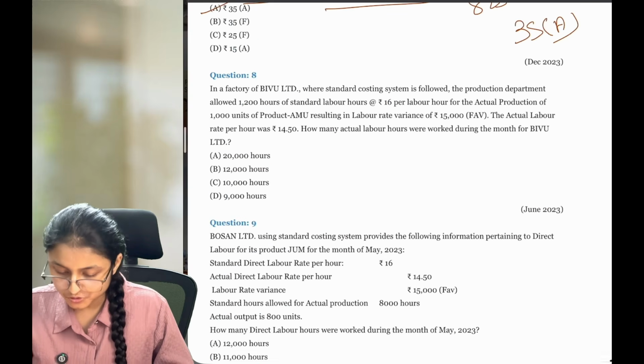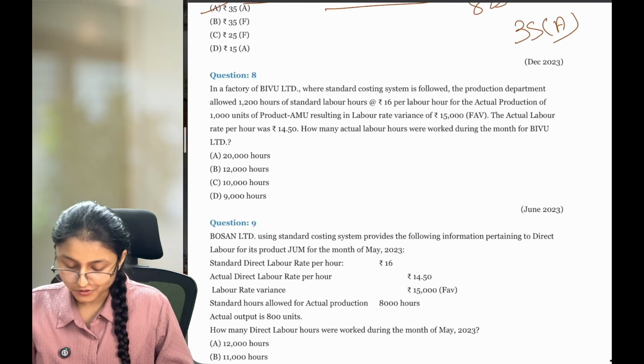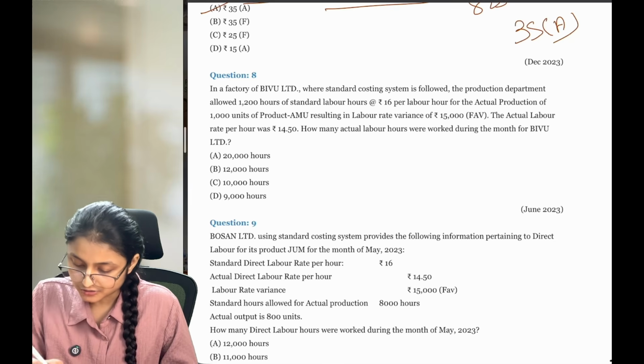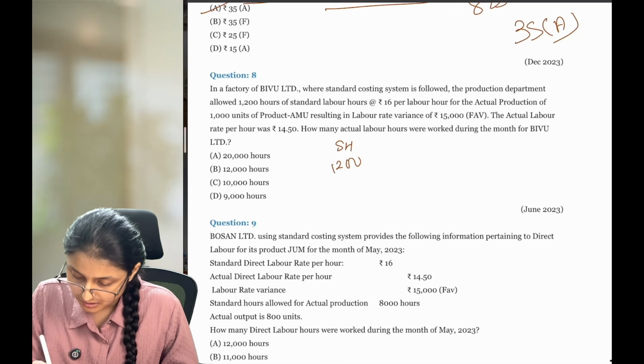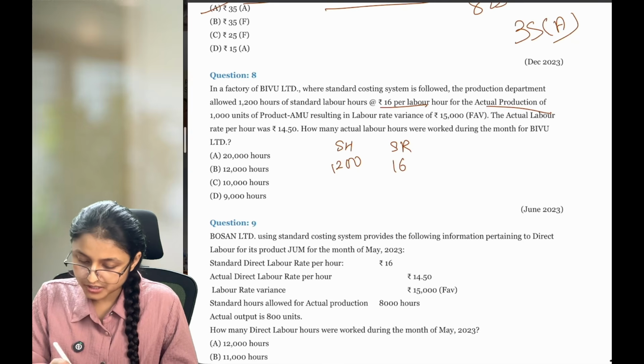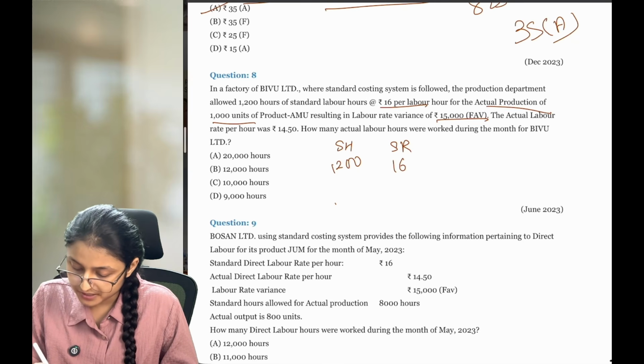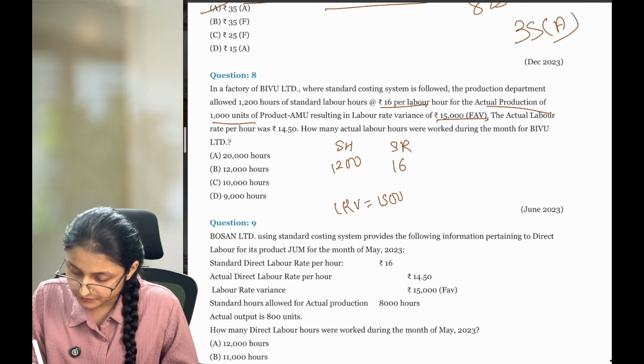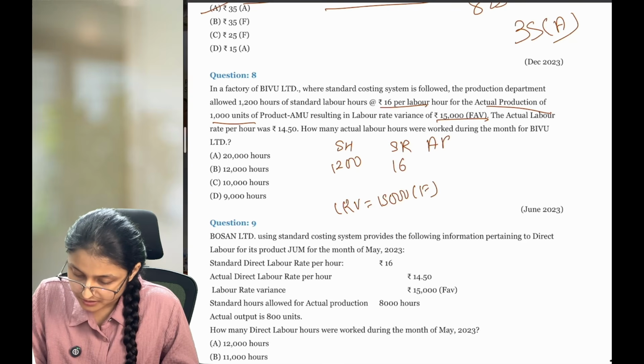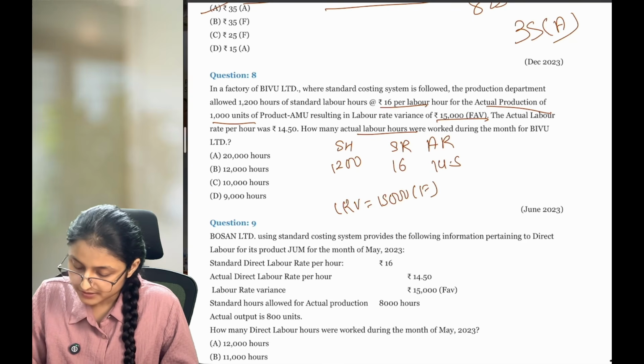In a factory of Beewu Limited, standard costing system is followed. The production department allowed 1200 hours of standard hours for the actual production. So standard hours is 1200 and standard rate is 16 per labor hour, and actual production is 1000 units. Labor rate variance is given to you as 15,000 favorable. Actual rate is 14.5. You need to calculate the actual labor hours.